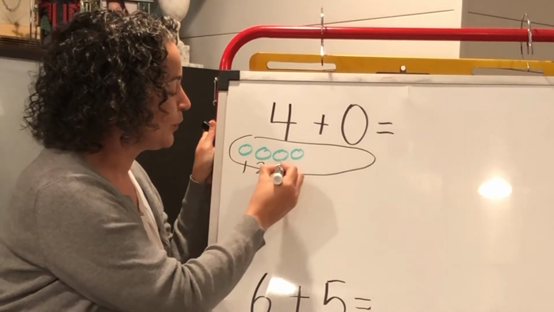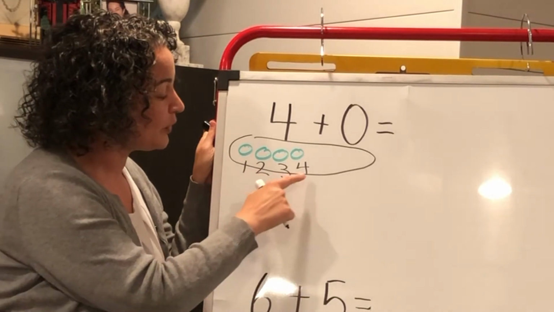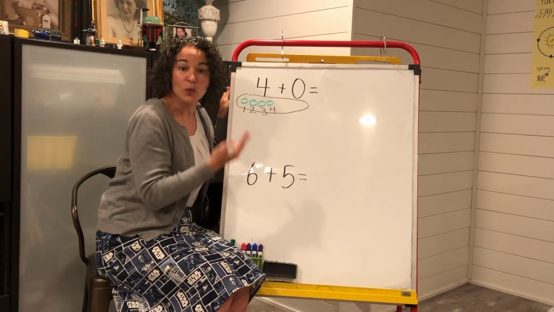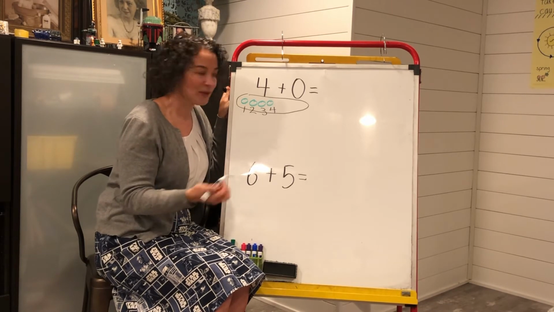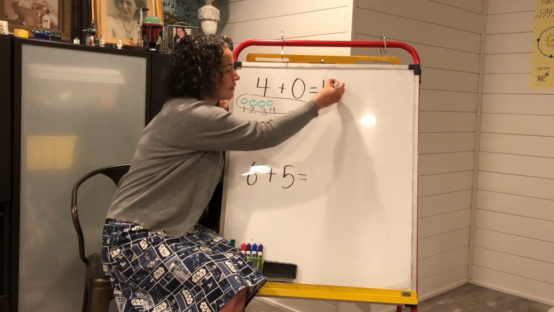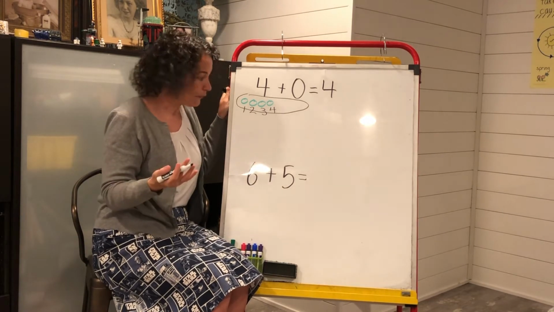1, 2, 3, 4. Let's count it again. 1, 2, 3, 4. All right, my friends, so what's the sum of 4 plus 0? Yeah, the sum of 4 plus 0 is 4. We started with 4. We didn't add anything to it, so we still have 4.